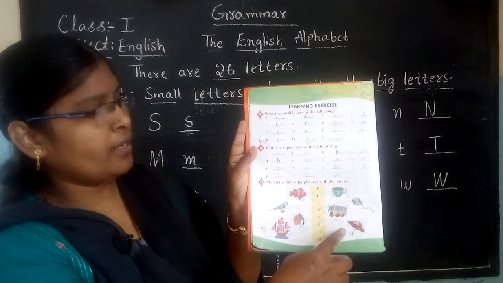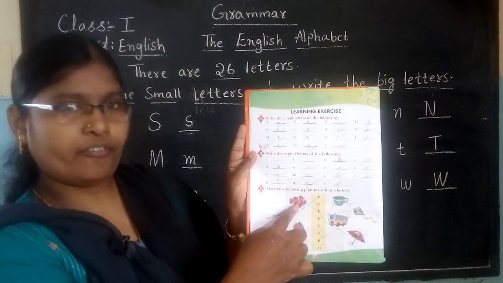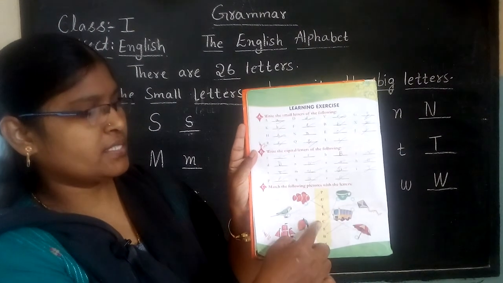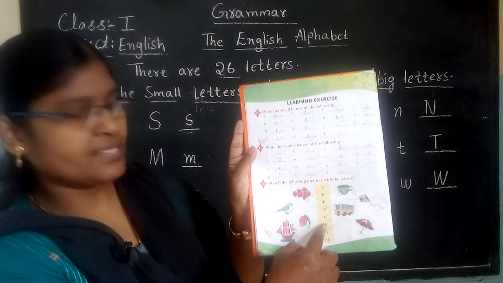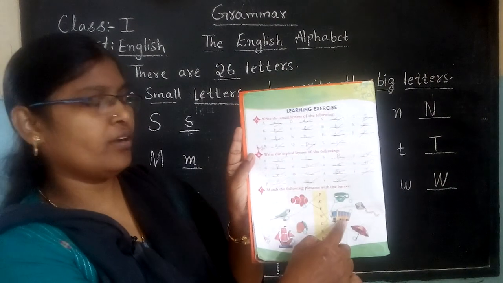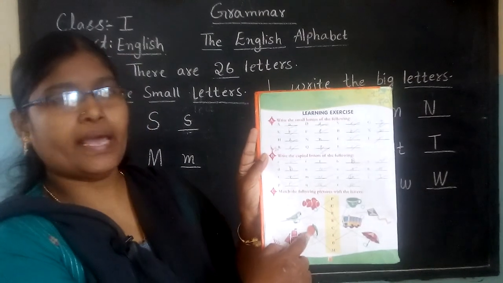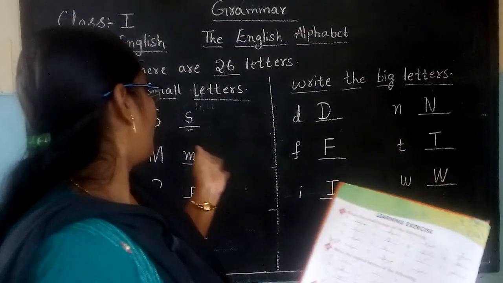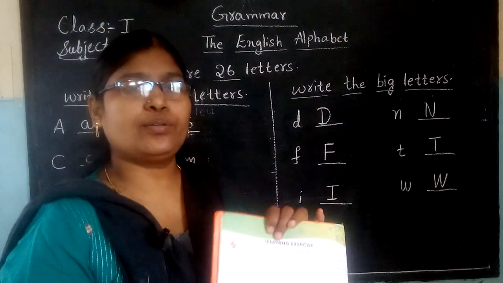U, U for umbrella. F, F for fish. K, K for kite. C, C for cup. S, S for ship. B, B for bus. M, M for mango. You have to match them. I hope you all understood this one. Next, for the notes part, I will send you the pics.